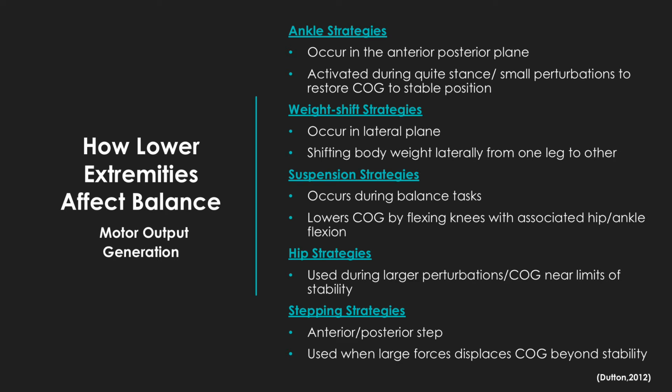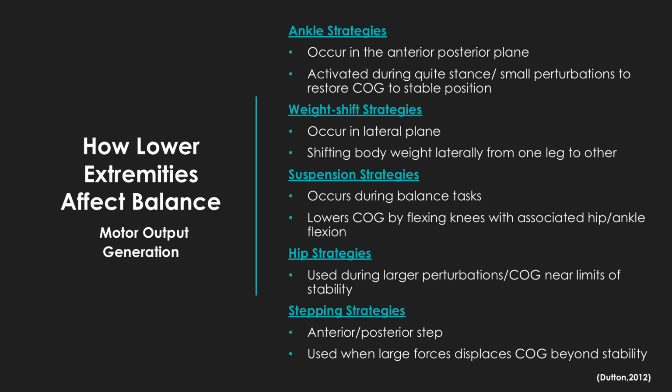Next, we will implement weight shift strategies. When we do this, our body shifts its weight laterally from one leg to another. We also utilize suspension strategies when we tend to lower our center of gravity by flexing our knees, which causes our hips and ankles to also flex slightly. If there's enough force and the ankle strategy techniques do not prevent us from falling, unconsciously we will employ the hip strategy. This is used during larger perturbations and during instances where the center of gravity pushes the limits of stability. The hip strategy mimics the suspension strategy.